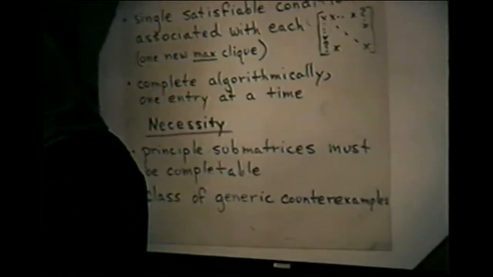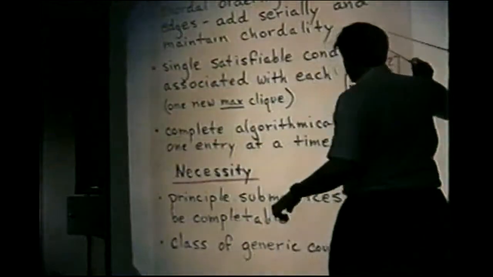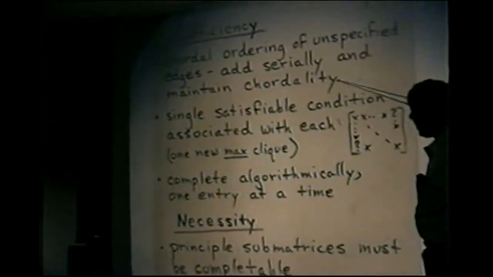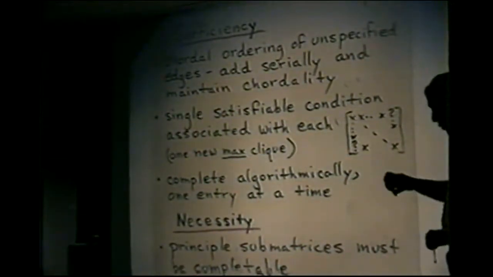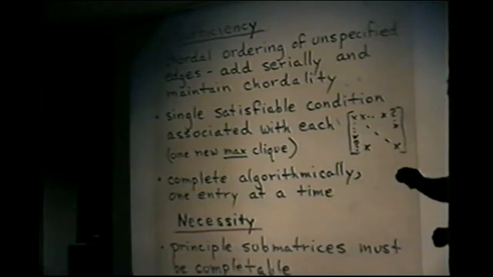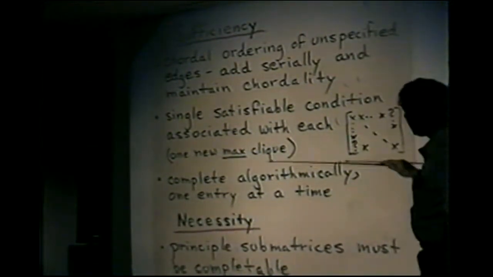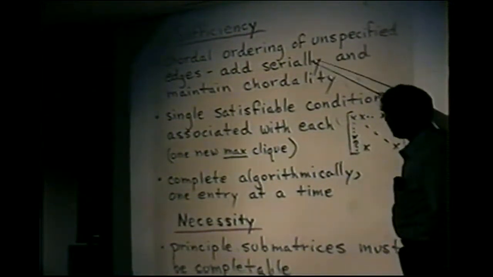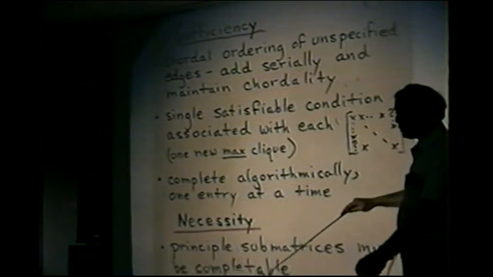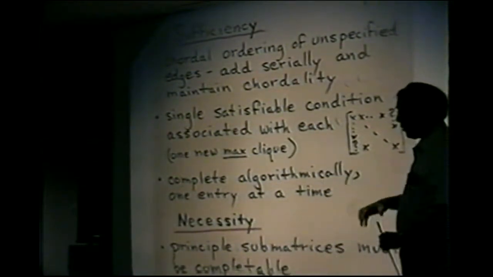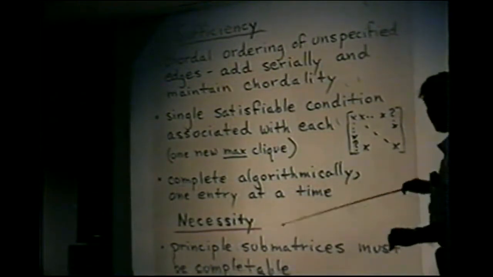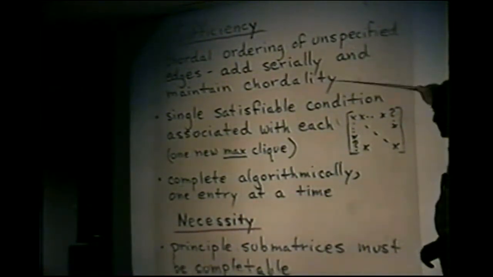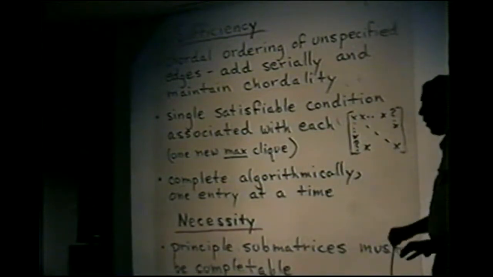And here's what happens. First of all, if you give me any chordal graph at all, then it's possible to order the missing edges, the edges that aren't there, in such a way that if I add them one at a time in the indicated order, I'll maintain chordality. In other words, every new graph I produce will be chordal. So there's a special ordering of the missing edges. Now it turns out that such an ordering is not unique, but it is fairly rare among all orderings. I have to be careful to order things properly. But there's always more than one ordering that works.